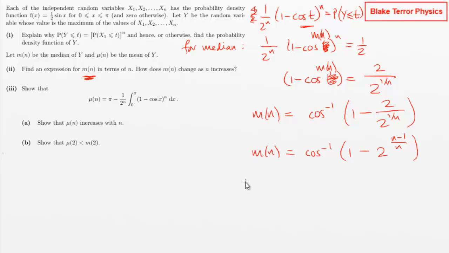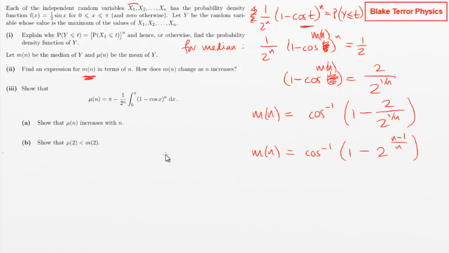So, right, what do we want? How does that change as n increases? Well, what would we expect to happen here? We would expect, if you had started with n equal to 1, so we just had one independent random variable out of all of these x's up here, then you'd expect y to come out at being pi over 2. You'd expect it to be in the middle. I mean, this probability density function is symmetrical here. So that's what we'd expect for n is 1. And that comes out when, if n was 1, we would have cos inverse of 1 minus 1, which is 0, gives us pi by 2.